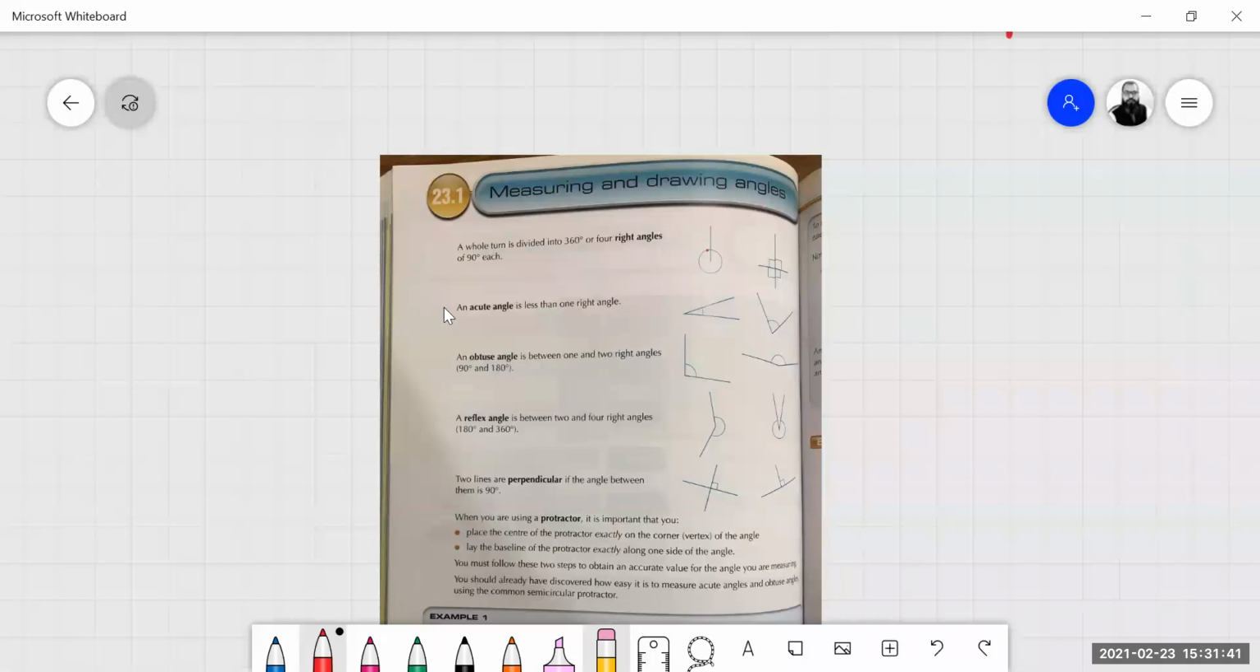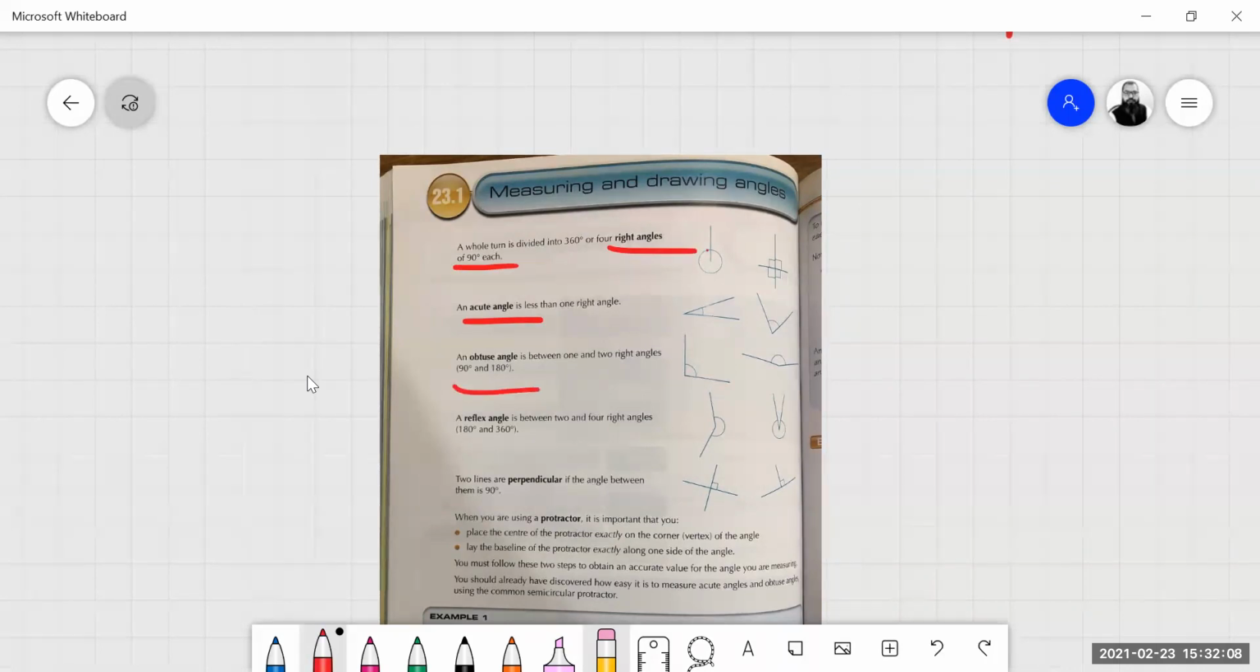Now the next one. An acute angle is less than one right angle. Any angle which is less than 90 degrees is called an acute angle. And in one circle, how many right angles? 4 right angles. An obtuse angle is between 1 and 2 right angles.